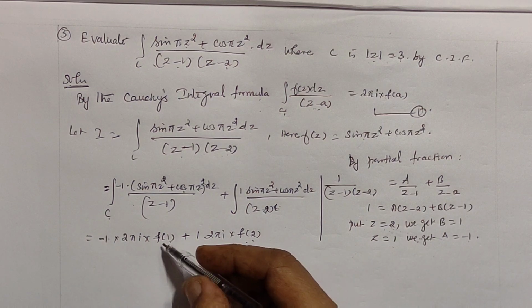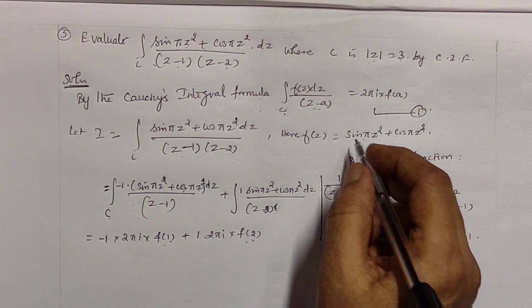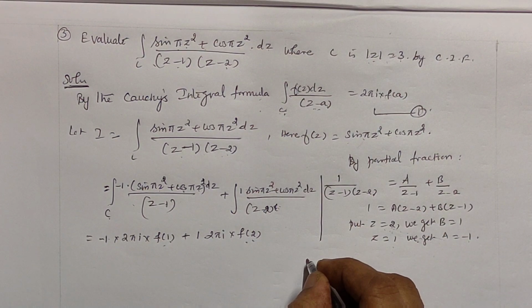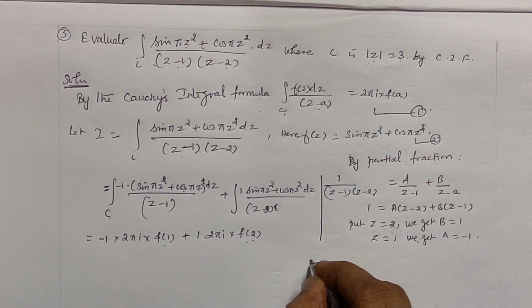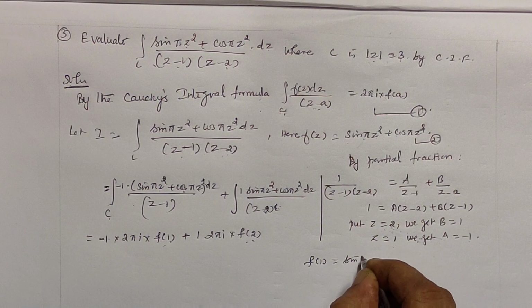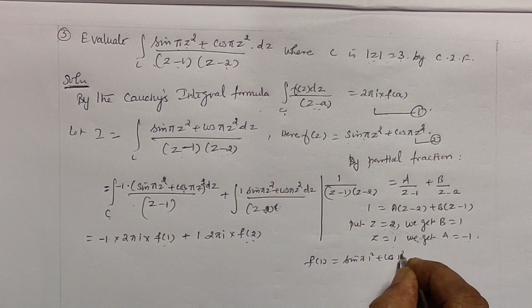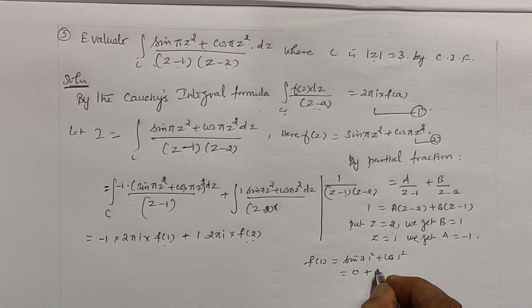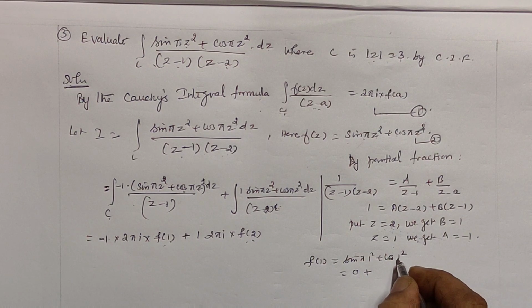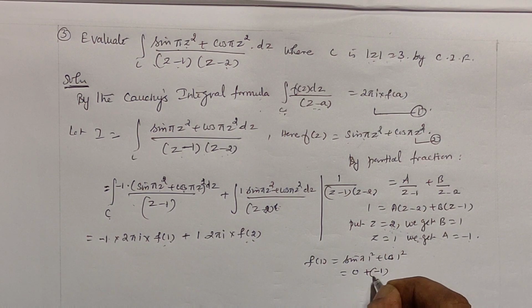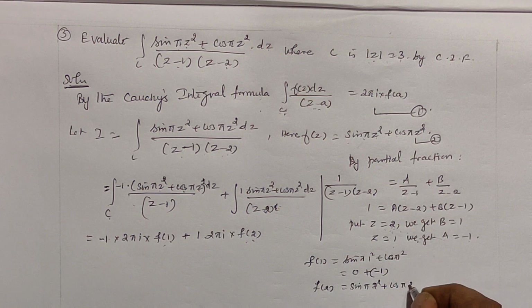Now we have to find the value of f(1) and f(2). From equation number 2, let me substitute z equal to 1. So it is sin π·1² + cos π·1². You know that sin π is 0 and cos nπ is (−1)ⁿ. So here n is 1, so I'll get minus 1. And what is f(2)? f(2) is sin(π·2²) + cos(π·2²), because z is taking the value 2. So 2 squared is 4, so this is sin 4π and cos 4π.